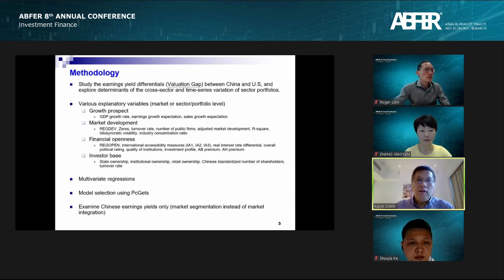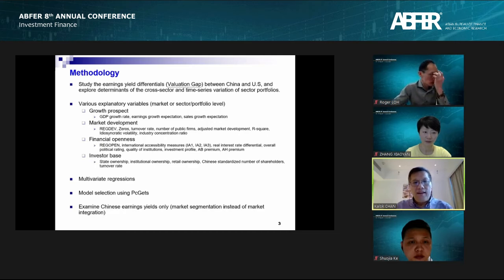So they use various explanatory variables. Some variables are constructed at the market level, some are constructed at the sector level. There are 4 categories of variables. One is the growth prospect. Second is the market development. The third is the financial openness. And the fourth is the investor base.